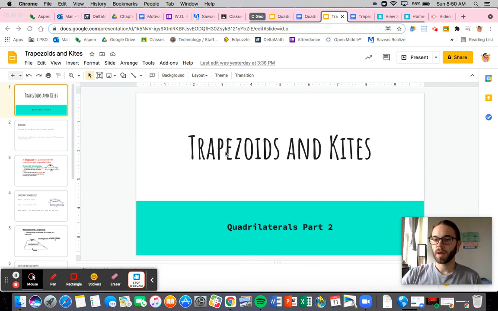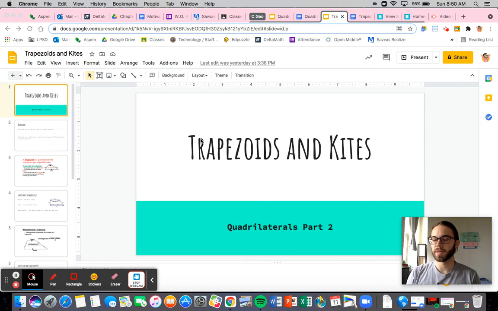Hi everyone, just wanted to take a moment to talk a little bit about the next part of quadrilaterals. This is going to be the second half of our quadrilateral activity. So we're going to be dealing with trapezoids and kites on these ones, and these are kind of the other branches of the main quadrilateral family, right?